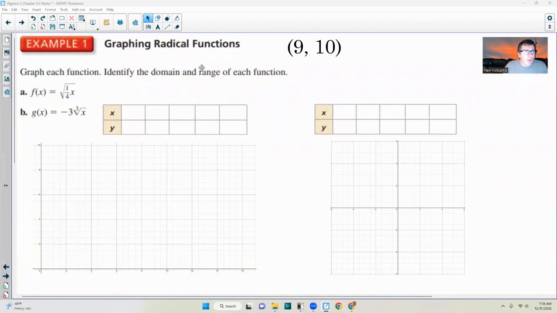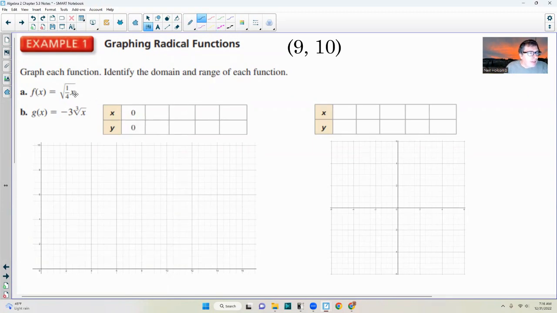Okay, so here's example 1, graphing radical functions. To graph each function, we have to identify the domain and range of each function. So here is the square root of 1/4 x. Now remember, square roots can't be negative because if they are, they're imaginary. So I'm going to start with 0. If I put 0 in for x, 1/4 times 0 is 0, and the square root of 0 is 0.